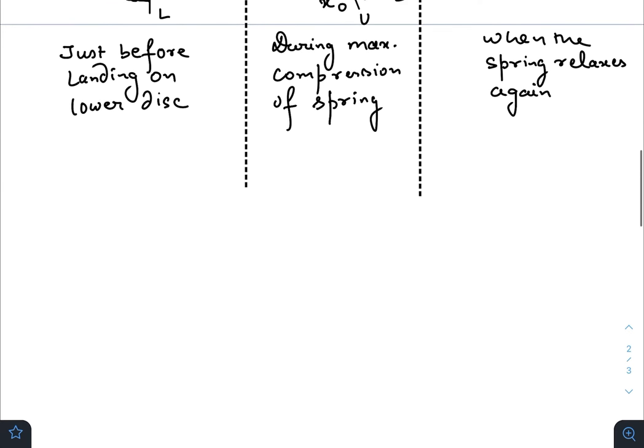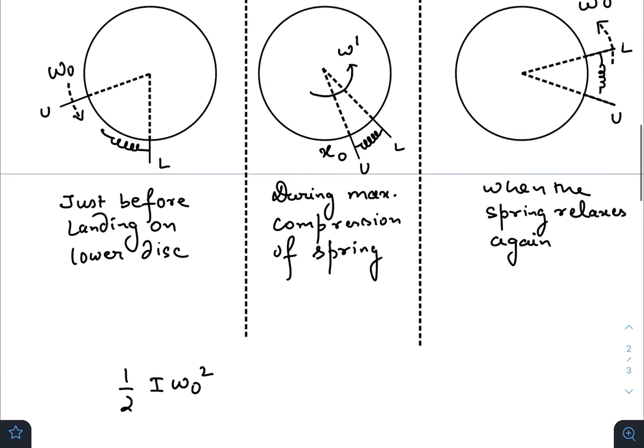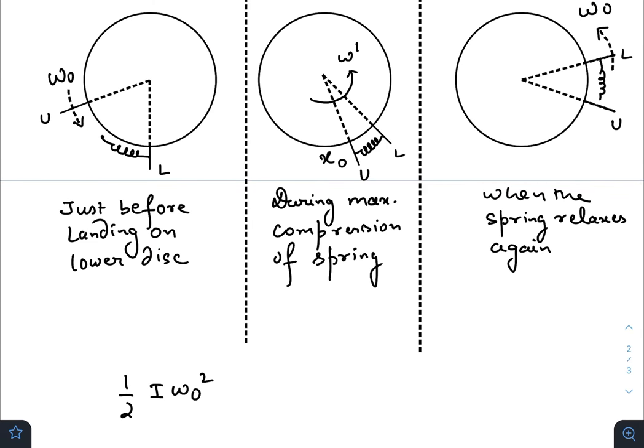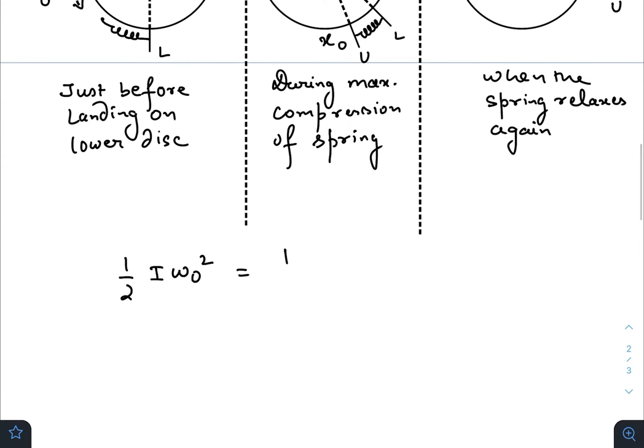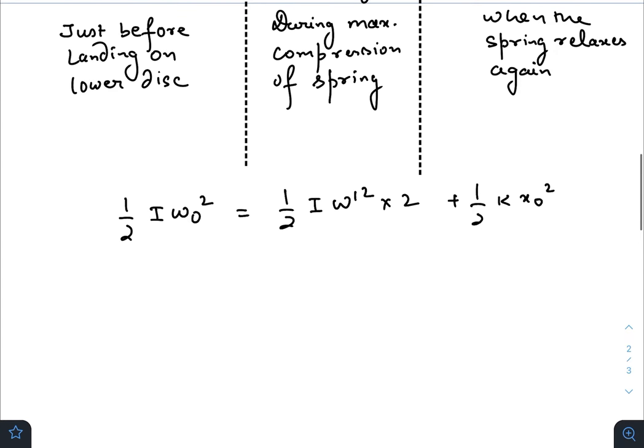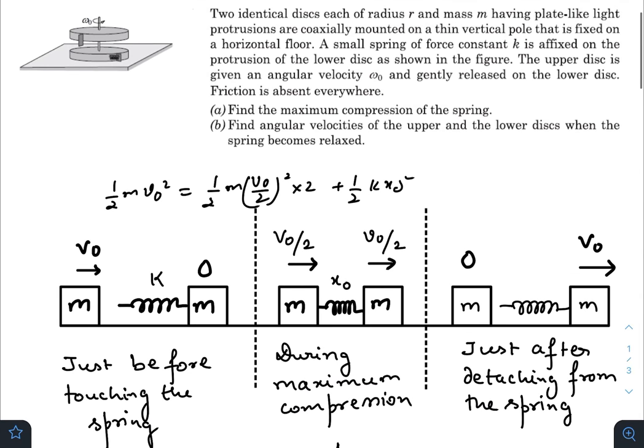So let us see. Initially the energy was possessed by the upper disc only. Fine. Later it was shared by both the discs, and some of the energy was also transferred to the spring. So we need to find out omega prime here. After that only we can find out the value of x naught, because in our first question we need to find out the maximum compression of the spring.